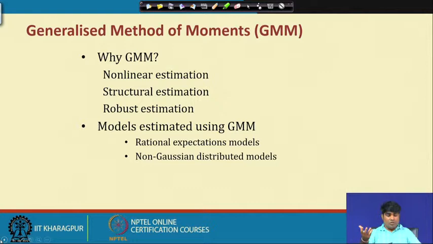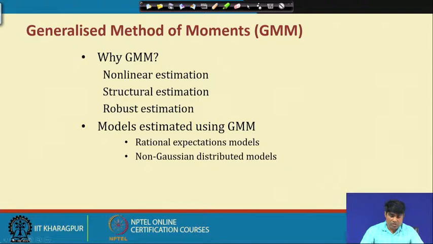And we have three important structures through which you can justify the requirement of GMM. It is a high class model and much more efficient than the fixed effect and random effect models, because it can address some endogeneity issues. If you ask why GMM, the straight answer is with respect to three scenarios: first is nonlinear estimation, second is structural estimation, and third is robustness estimation. The models estimated using GMM can be rational expectations models or non-Gaussian distributed models.